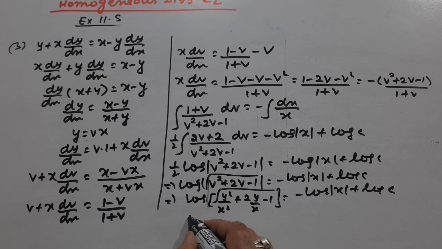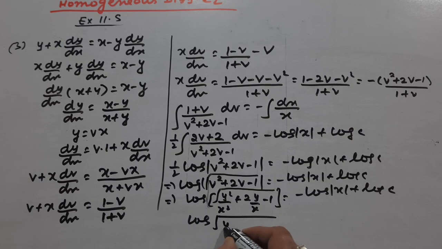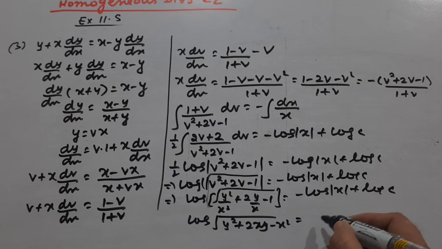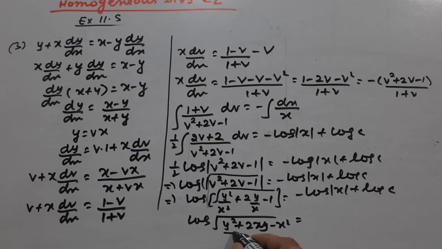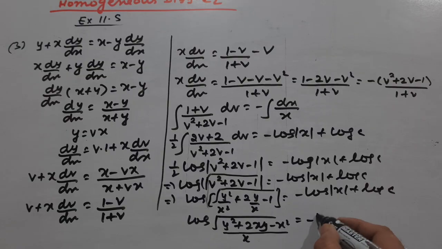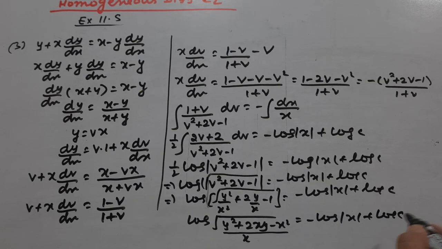Now take LCM, students. On taking LCM we get (y² + 2xy − x²) in the numerator, and in the denominator we have x. When we take LCM, the LCM will be x², and when x² comes out of the root, we get x. And over here −log x + log c.